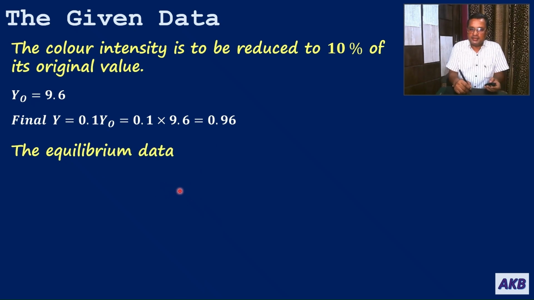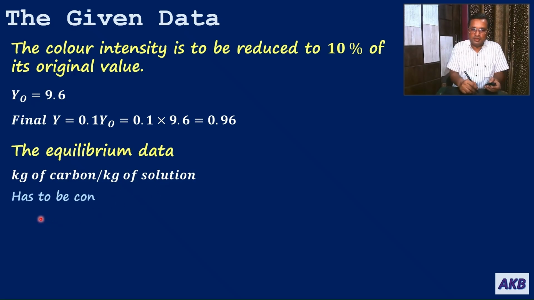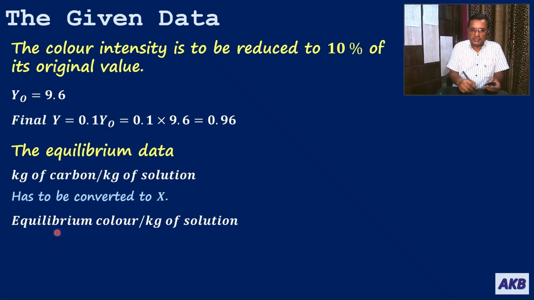The equilibrium data is given to us. So we have different values of kg of carbon per kg of solution. It is not in an appropriate form. We will have to convert it to capital X. So we will be doing that. And then the other quantity that is given to us is equilibrium color per kg of solution. So this itself is capital Y. So there is no need of any change in this quantity. You can directly use it because it is capital Y.